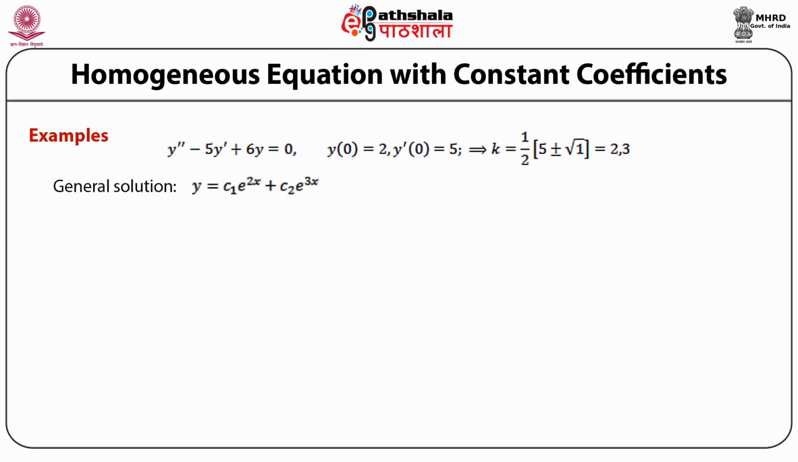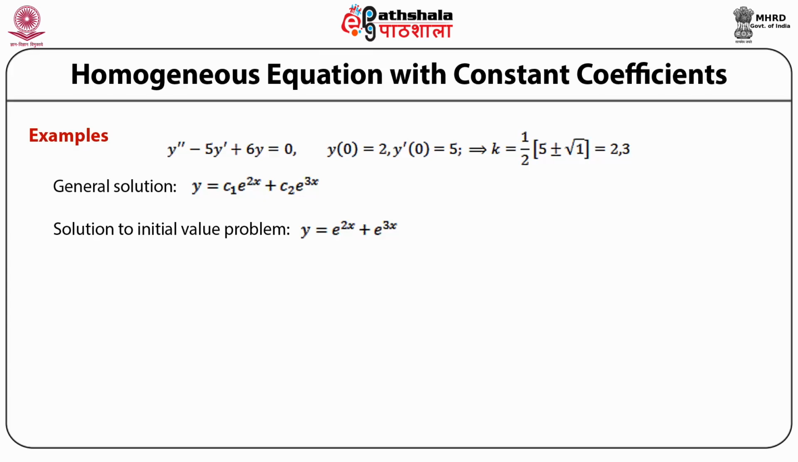Hence, the general solution is y is equal to c1 times e raised to power 2x plus c2 times e raised to power 3x. The initial value problem implies c1 is equal to c2 is equal to 1, resulting in y being equal to e raised to power 2x plus e raised to power 3x.